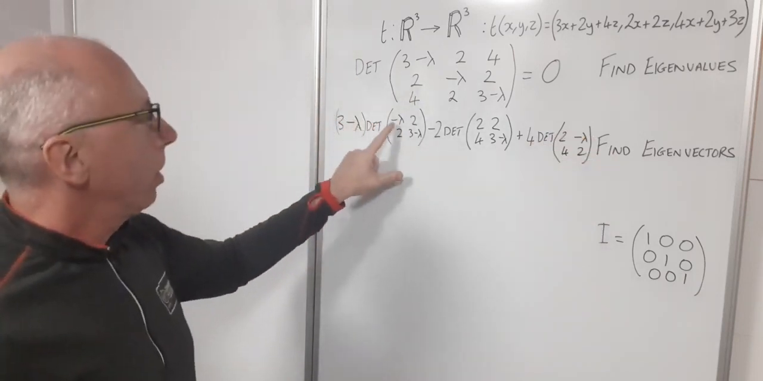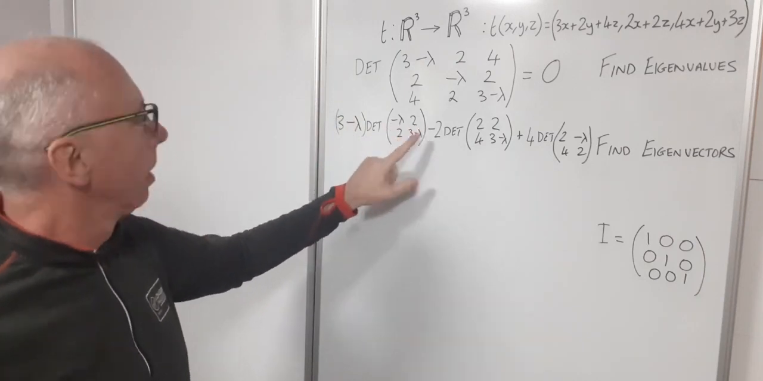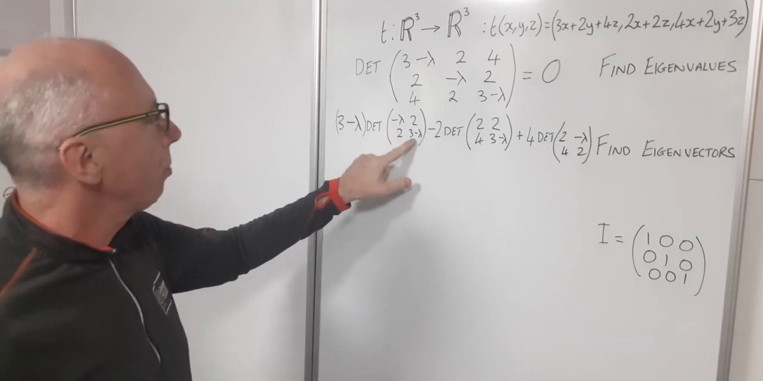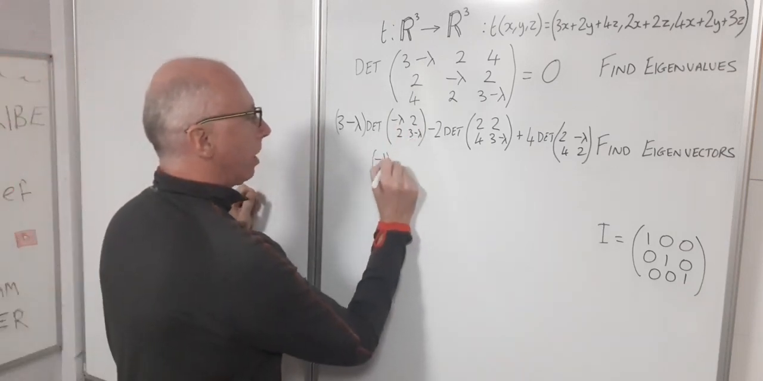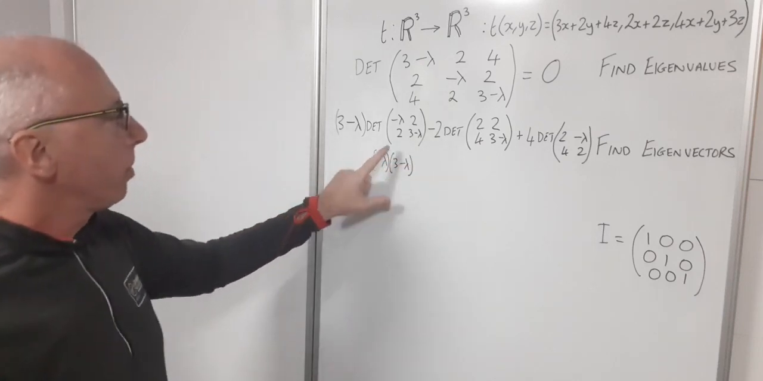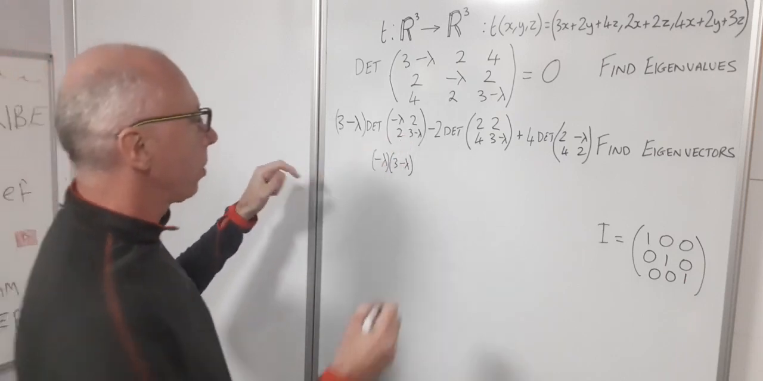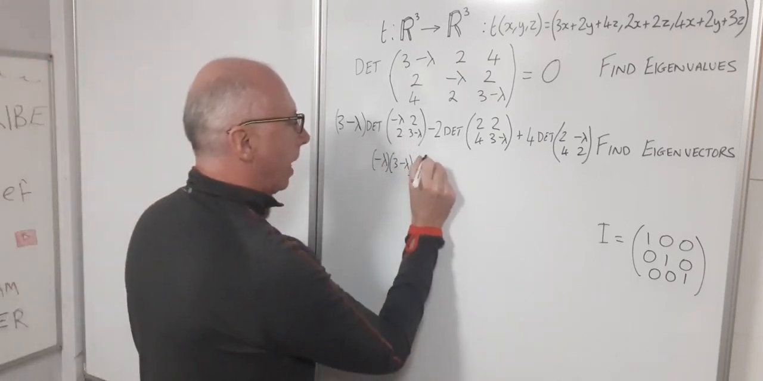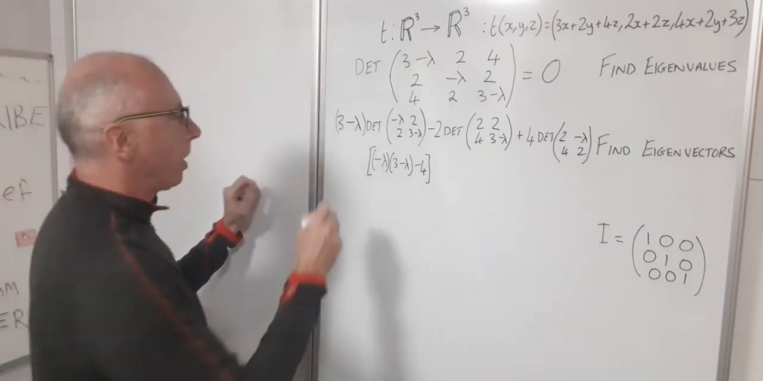So let's take the determinant of this one. So remember, it's AD minus BC. So minus lambda times 3 minus lambda. So let's put that in there. Minus lambda times 3 minus lambda. And subtract this one here. So 2 times 2 is 4. So I'm just going to put minus 4. And then all of that is multiplied by this 3 minus lambda.